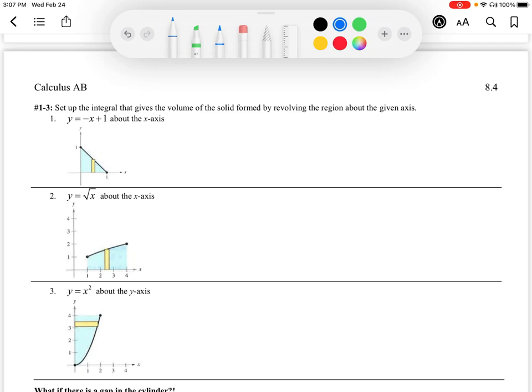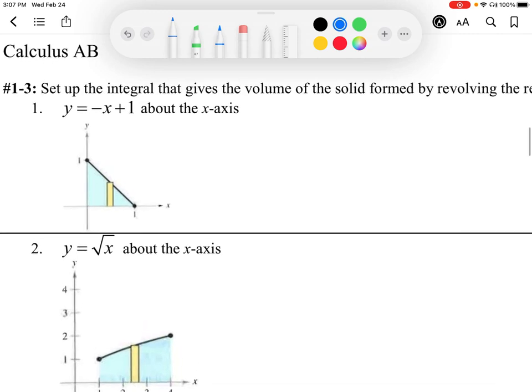So we're talking about y equals negative x plus 1, and we're going to revolve it around the x-axis. If we're talking about the x-axis, that's going to be top minus bottom. So I'm going to have pi, the integral from a to b of the top minus the bottom, squared, dx. My top is that negative x plus 1.